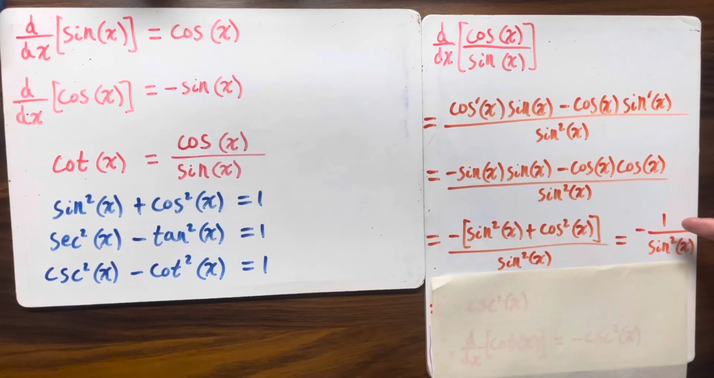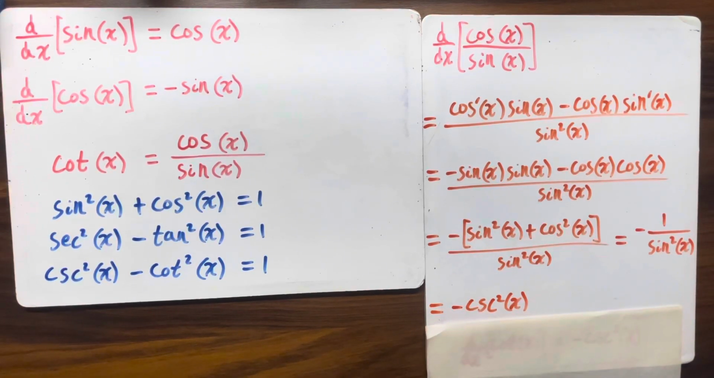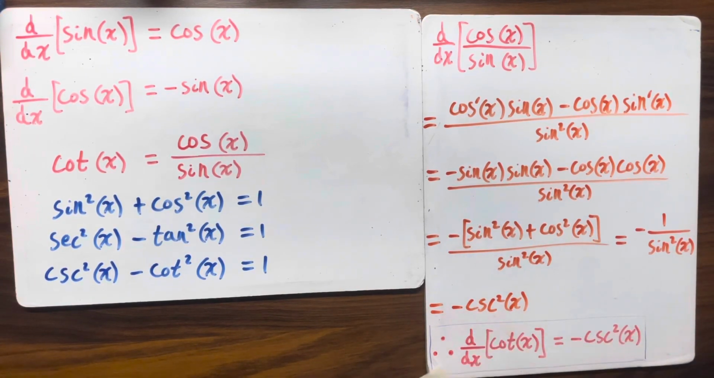And what is -1 over sine squared? Well, another way to write this is as negative cosecant squared. So cosecant squared is the same thing as 1 over sine squared. So therefore, we can say that the derivative of cotangent, because this was cotangent, so the derivative of cotangent is equal to negative secant squared.